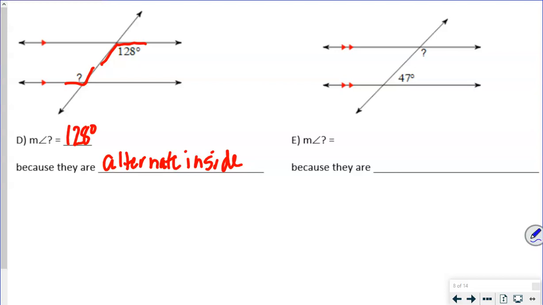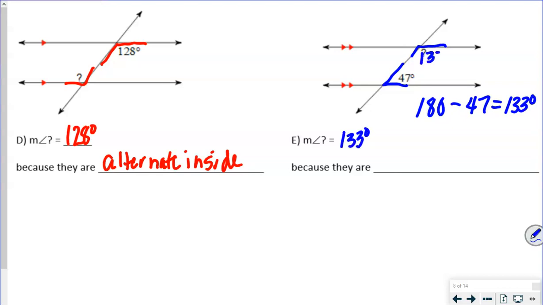Okay, now let's talk about this one over here. So we've got the 47 and the question mark, right? So this time we're going to have to do a little math because those angles don't look the same, right? One's obtuse and one's acute. So the hint to me here is that they have to add up to be 180 degrees. So I'm going to subtract 47 from the 180. And when I do that, I get 133, okay? So the answer was 133.